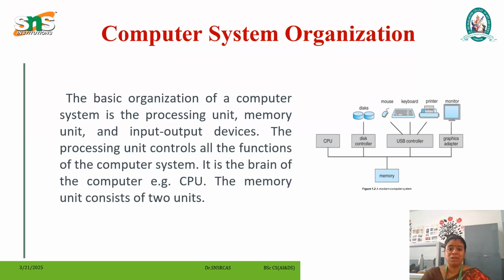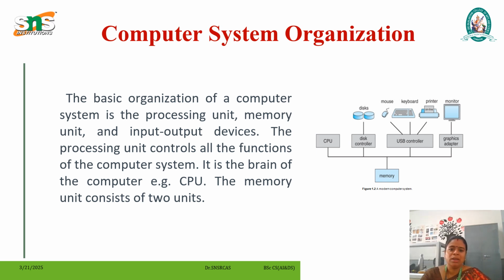First, computer system organization. A computer system consists of a processing unit, memory unit and input-output devices. The processing unit controls all the functions of the computer system. It is the brain of the computer, for example the CPU, central processing unit. The memory unit consists of two units: one is an arithmetic unit and the other is a logical unit. Input devices are those through which the end user can send messages to the computer, for example keyboard and mouse. Output devices are those through which end users get the output from the computer, for example monitor.